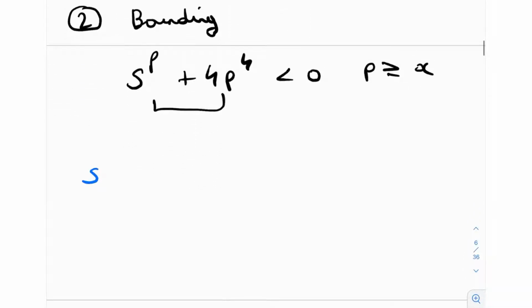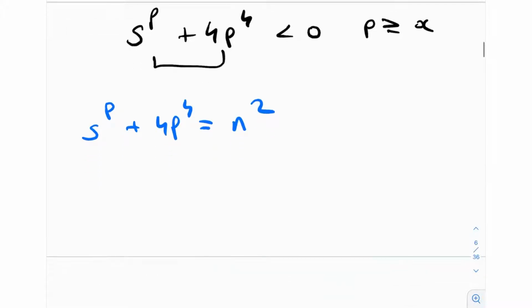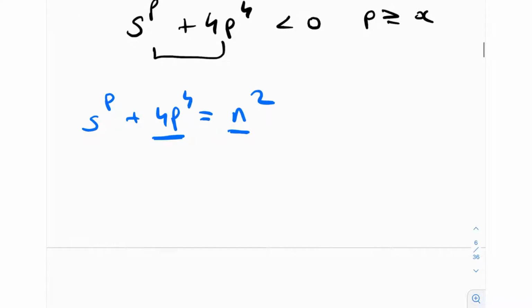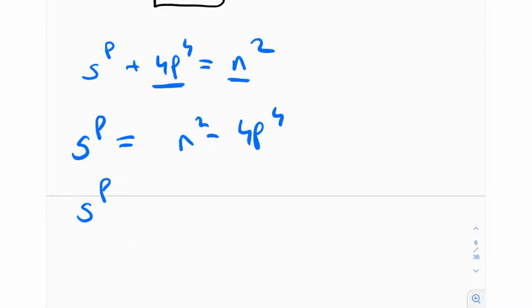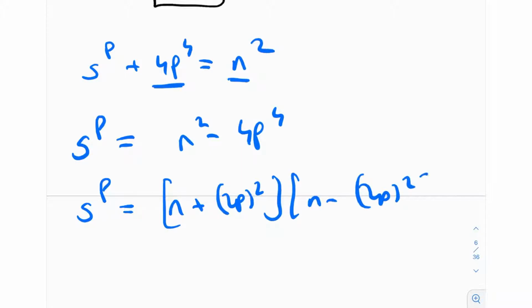So okay, 5 raised to power p plus 4 times p raised to power 4 is equal to n squared. What I see is that this is a perfect square and this entire thing is also a perfect square, and a difference of squares can be easily factorized. So let's do that. I send 4p^4 to the other side. So this can be written as 5^p equals (n + 2p^2) times (n - 2p^2). Actually, not whole squared, it's just 2p squared, right? Sorry about that. So n plus 2p squared and n minus 2p squared.